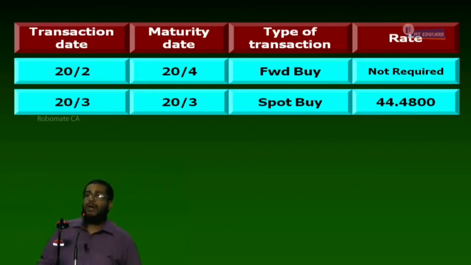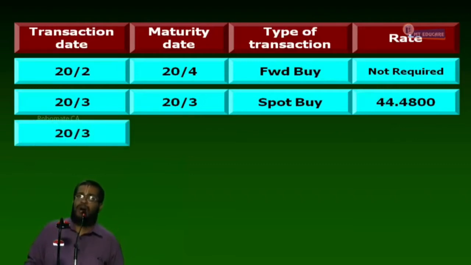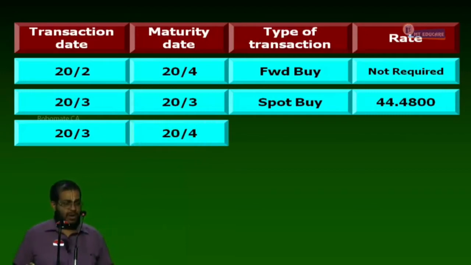44.4800. Answer my question. Can I go home without doing anything more? Because this I buy to settle my payable. But I have to do one more buy on 20th April or not. What to do with the dollar? I have to sell it back or not. So same day on 20th March, I enter into a transaction maturing on what day? 20th April. 20th March, a transaction maturing on 20th April.